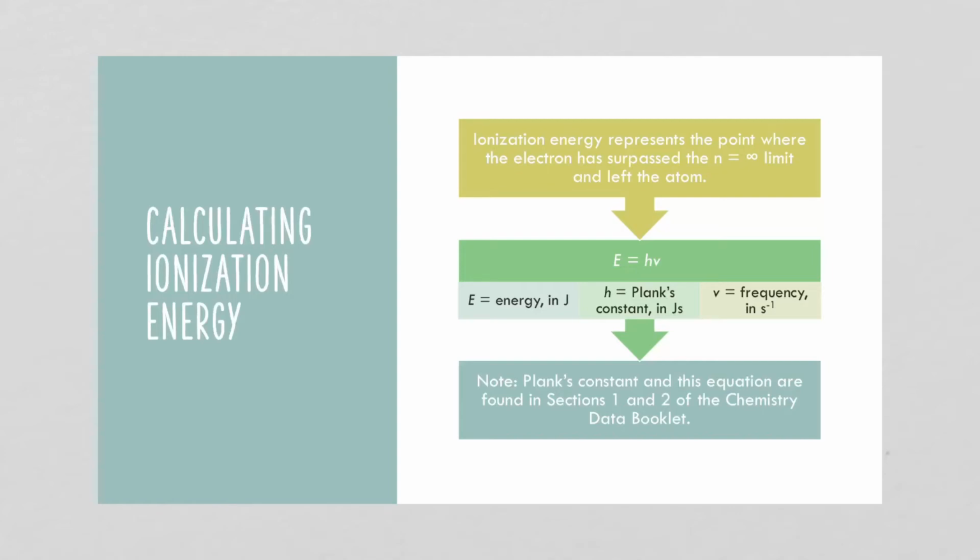So that is equal to energy in joules, which equals Planck's constant in joules times seconds, multiplied by the frequency in per second, seconds minus 1. Note that Planck's constant and this equation are found in sections 1 and 2 of the chemistry data booklet. If you were doing a calculation, you would be prompted in the question to go find that information.